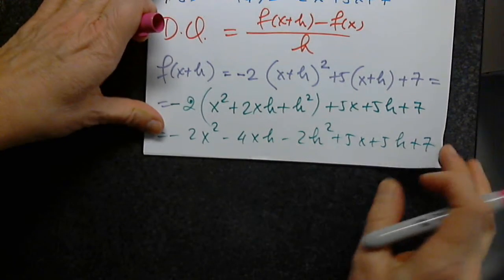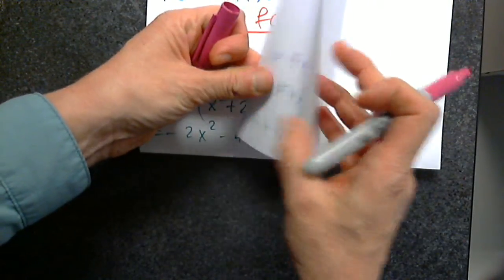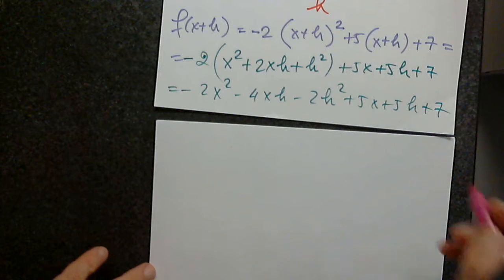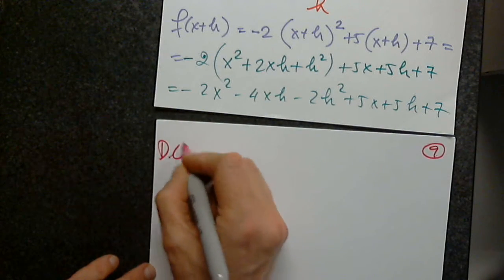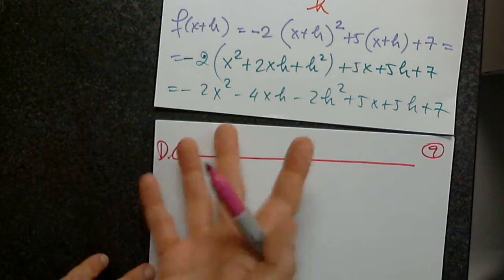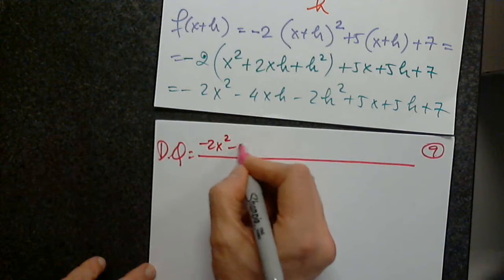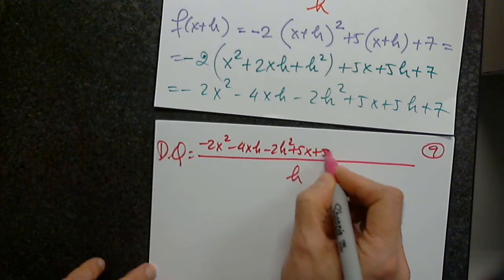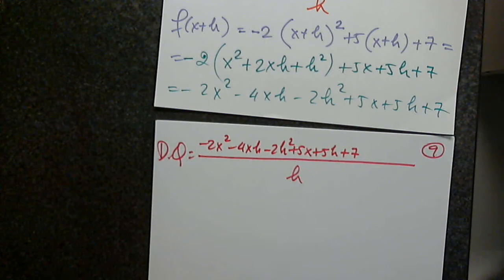Okay, now we have all three pieces, sort of. You know what I mean. So now we can put them together. So the difference quotient. Can anyone dictate the top? Well, I have it right here. So negative 2x squared minus 4xh minus 2h squared plus 5x plus 5h plus 7.